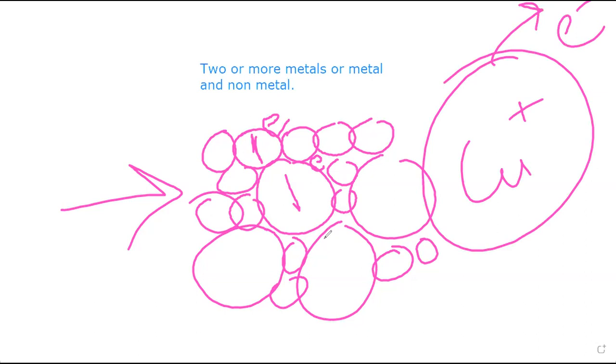That is where your free electrons are coming from. These positive ions, where did they come from? They lost some electrons, right? That's how they became positive. So when they lost electrons, where did they go? They became free electrons.